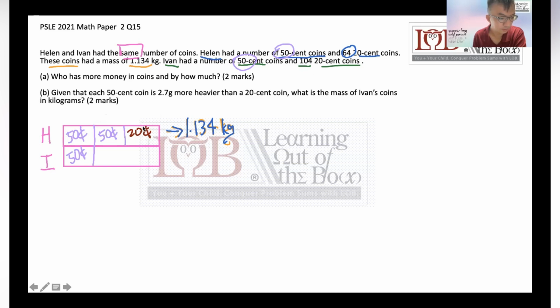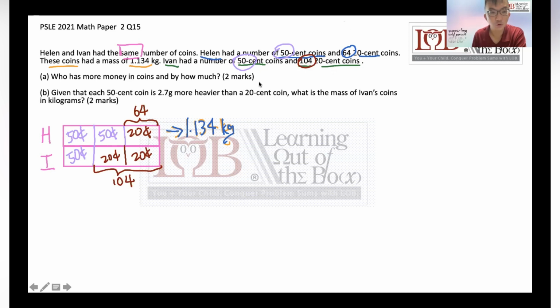The numbers here will be 64. Okay, 64. And then let's look at what Ivan has. That is 104. So meaning that all these are 20-cent coins. And we have 104. Okay, so let's look at the question again.